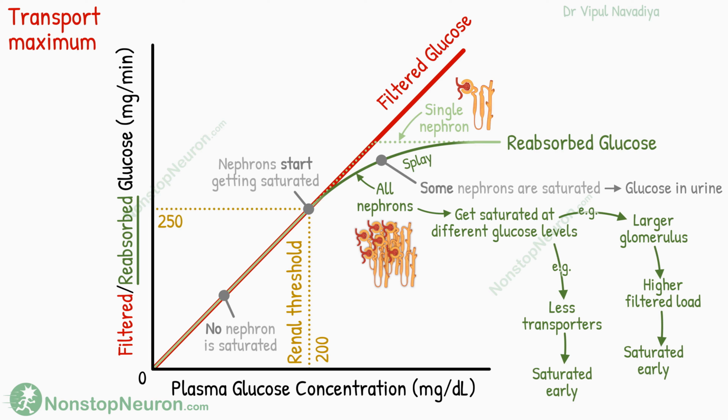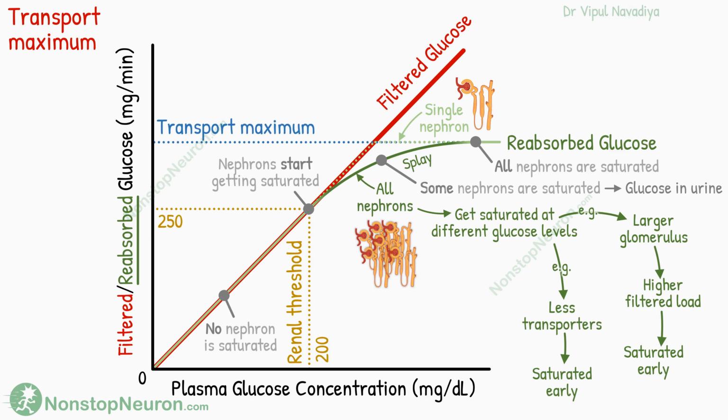In terms of filtered load, it's about 250 milligrams per minute. Now, although the glucose is being excreted by some nephrons, not all the nephrons are saturated yet. So we can still see some increase in overall reabsorption. But finally, at this point, all the nephrons are saturated. And there is no further increase in the reabsorption.